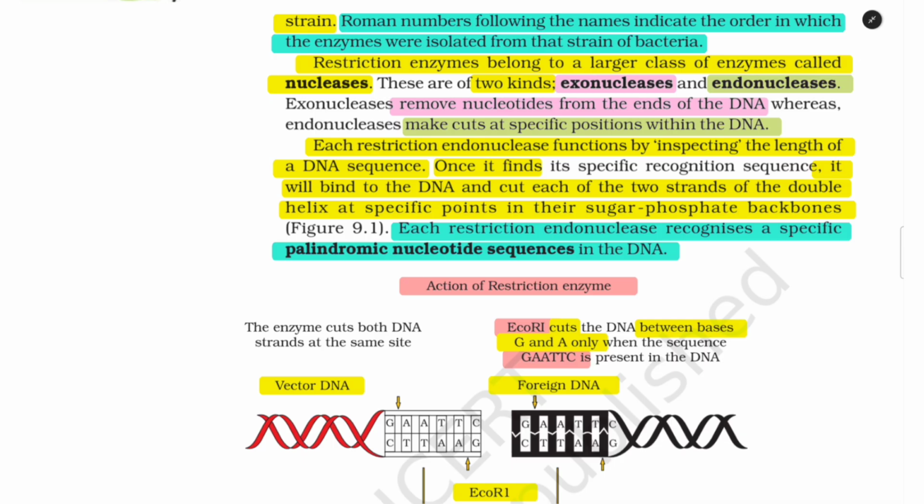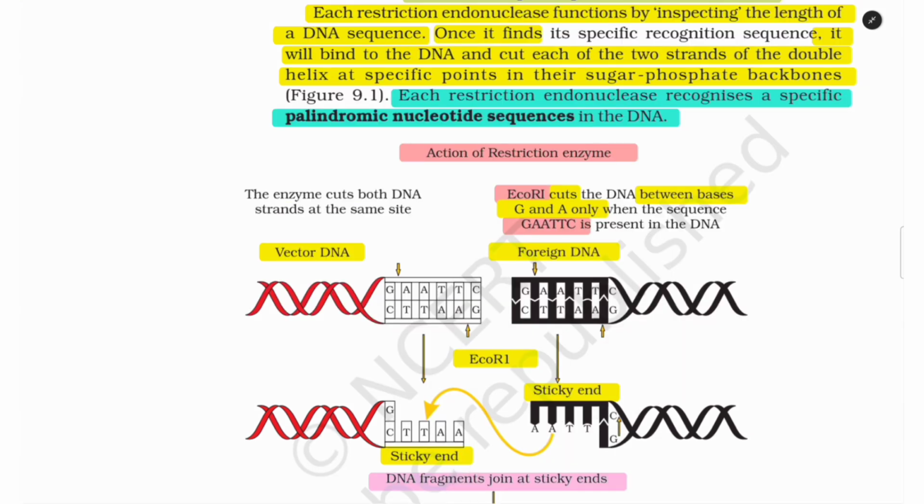Restriction enzymes belong to a larger class of enzymes called nucleases. These are of two kinds, exonucleases and endonucleases. Exonucleases remove nucleotides from the ends of the DNA, whereas endonucleases make cuts at specific position within the DNA. Each restriction endonuclease functions by inspecting the length of a DNA sequence. Once it finds its specific recognition sequence, it will bind to the DNA and cut each of the two strands of the double helix at specific points in their sugar phosphate backbones, figure 9.1.